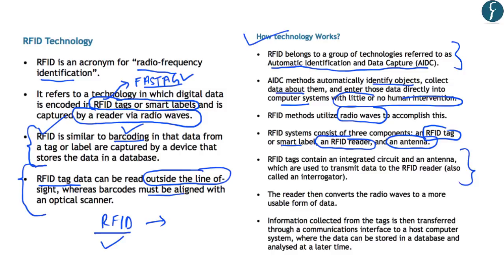Now these RFID tags contain an integrated circuit and an antenna. And this antenna transmits waves and data in the form of radio waves, which are captured by the RFID reader, which is known as an interrogator. And this reader converts the data which has been transmitted into radio waves into usable form of data. And from there it can be sent to the computer systems where the data can be stored and analyzed. So this is a simple technology.